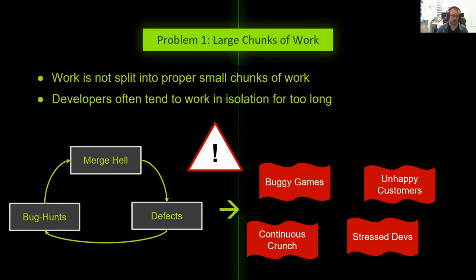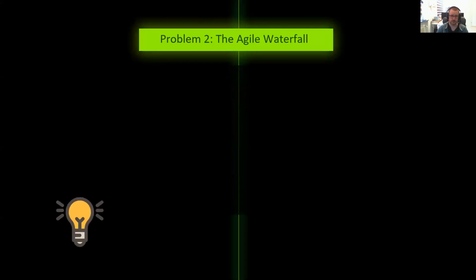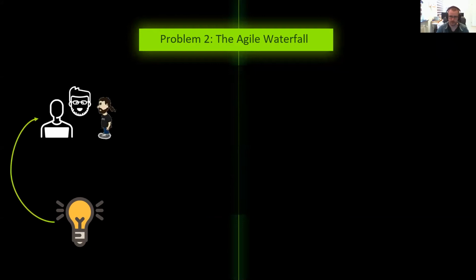Now, in fact, there's even a second problem, and the second problem I referred to as the Agile Waterfall. So this is kind of a hybrid word between the two models that we saw in the beginning. At the start of such a process, we usually have an idea or plan out a feature set, and then we hand this to our developers.